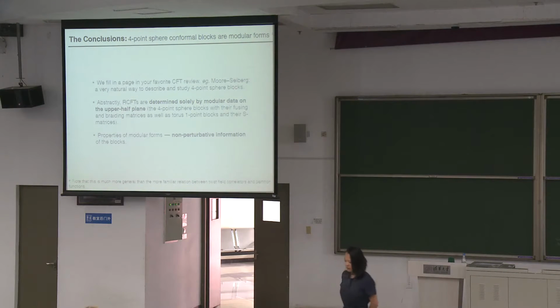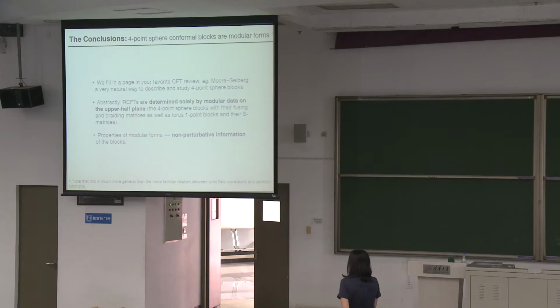And abstractly, you get a funny statement here, because as we heard yesterday from Yin-Xin's talk, CFTs, at least rational CFTs, are completely specified by the fusing and braiding of the four-point conformal blocks as well as the S matrices of the torus blocks. But now I'm telling you that you can forget fusing and braiding, it's also just S and T matrices. So in principle, everything about rational CFT is encoded in terms of modular data of modular forms defined on the upper half plane.